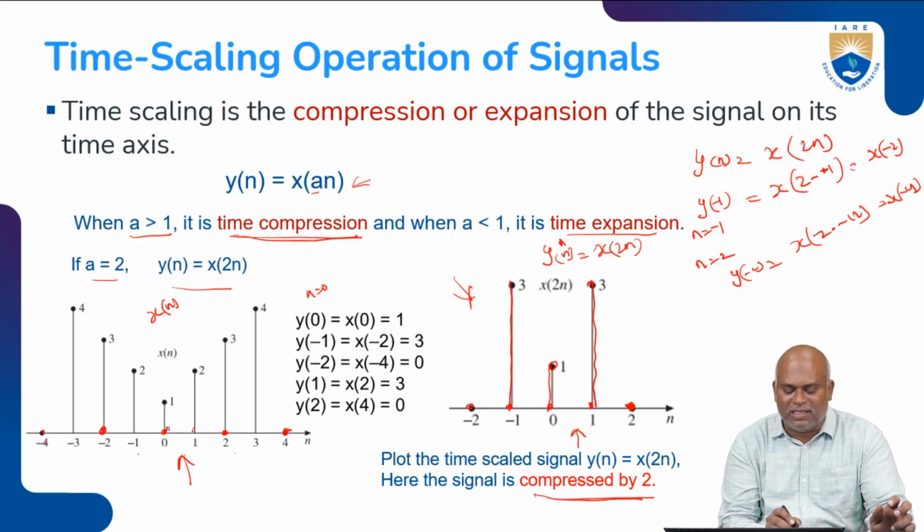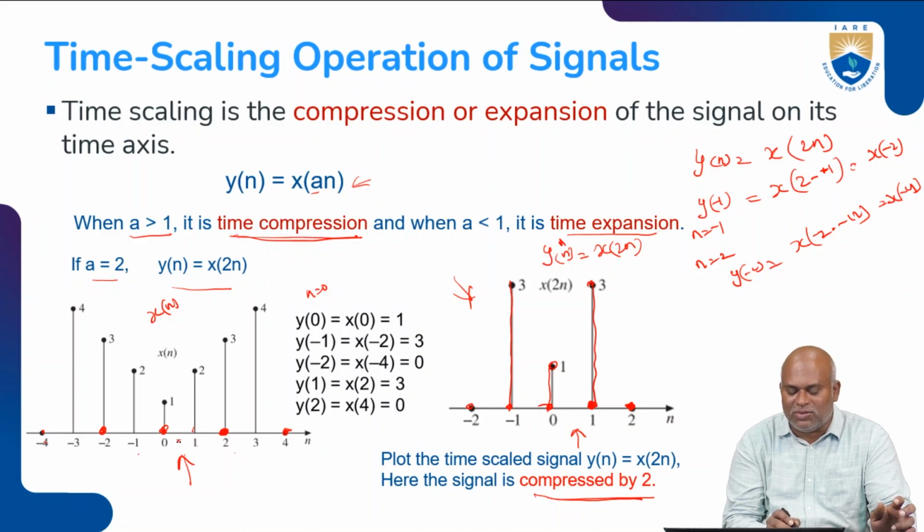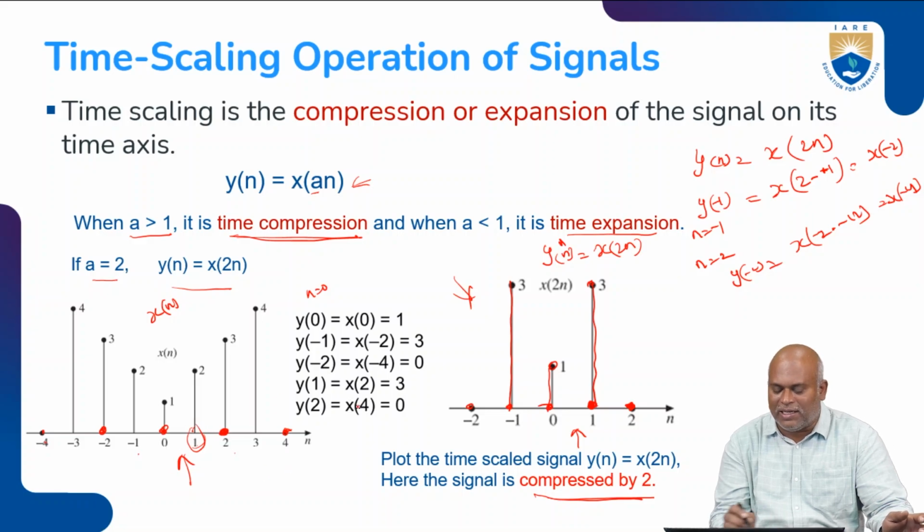So here, see, this 0 is also 0 here. It takes the value for 2, which is present in y of n at the first position. So this signal is going to shrink. The signal will be shrunk. So that's why it is represented as a compression.